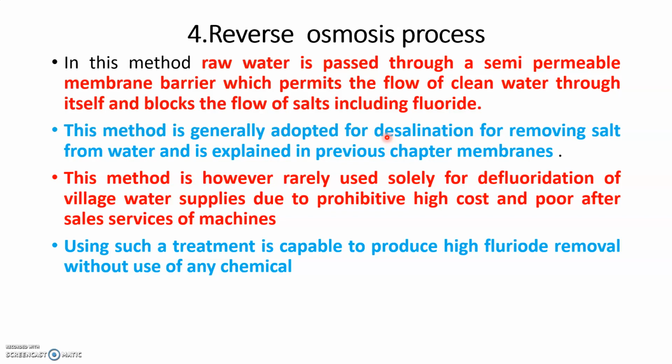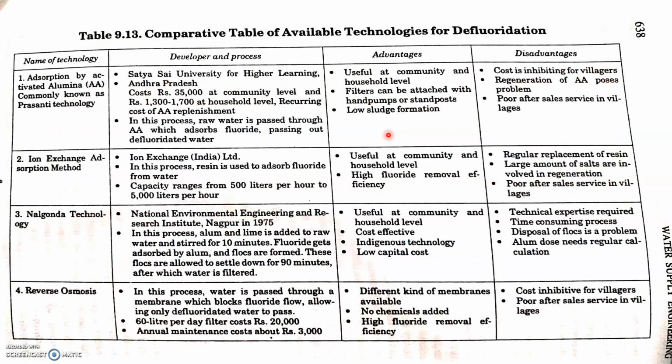This technique is very cost effective and cheaper, but due to maintenance problems and serviceability of those membranes, we can't use it in villages. It is a more capable technique of removing fluoride content without using a single chemical. You can refer to nanofiltration as well as reverse osmosis in the membrane chapter, where they are clearly explained. And these are some of the advantages and disadvantages of various techniques: absorption with activated alumina, ion exchange process, Nalgonda and reverse osmosis.